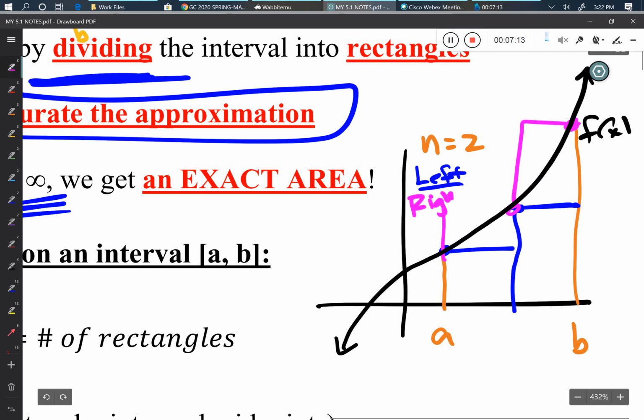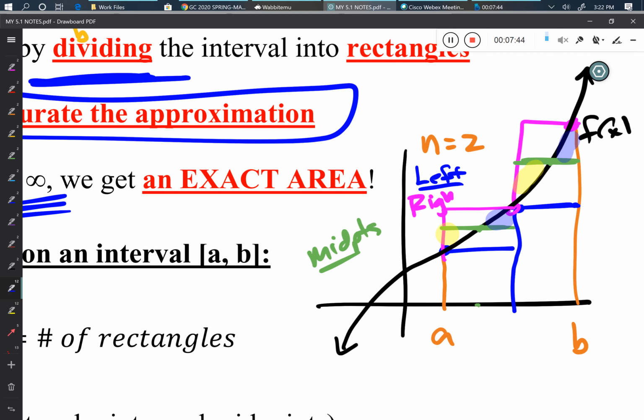Okay? But what if, instead of lefts or rights, we wanted to split the difference and use, what color will I use? I'll use green for this. Midpoints. Well, midpoints would say go to the middle of the interval and use that as your height for your rectangle. Well, now you've got a little bit of over, and you've got a little bit of under, and maybe those will balance themselves out. But depending on how that function is changing, they're not always going to balance themselves out.